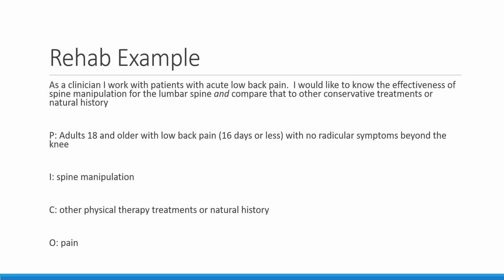I didn't put acute because sometimes people, when they're in that initial 1 to 3, 1 to 6 day time period, it's too difficult. The spasming's too strong. They're too painful. It is difficult to do spine manipulation. And I also noted with no radicular symptoms beyond the knee. So I've made it very specific. My intervention is spine manipulation. My comparison is other physical therapy treatments or natural history, so I'm accepting any of those as I go through the literature. And for my outcomes, I'm looking at pain reduction, so using something like a visual analog scale.